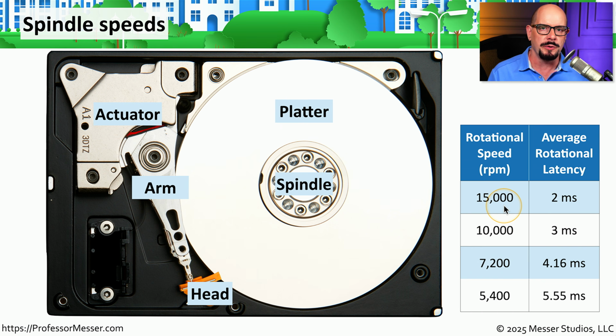15,000 revolutions per minute. The reason there are differences in these revolutions is that the arm is in one place. We have to wait for the platter to spin around to be able to read the data that needs to move underneath that read-write head. The faster that spindle rotates, the lower the latency will be, which means we'll be able to read or write information faster if we're on a 15,000 RPM drive versus a 5,400 RPM drive.